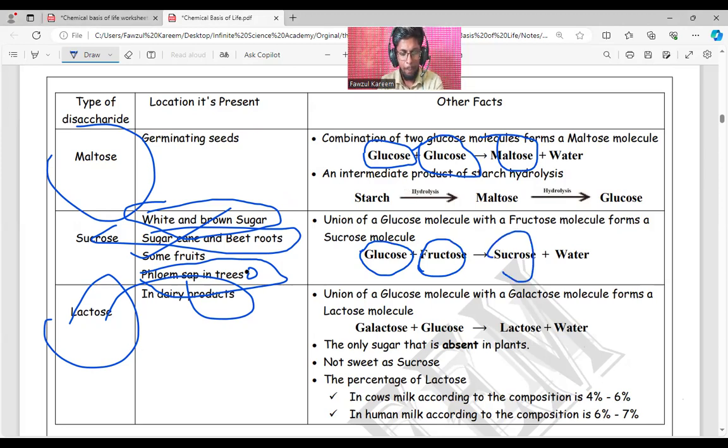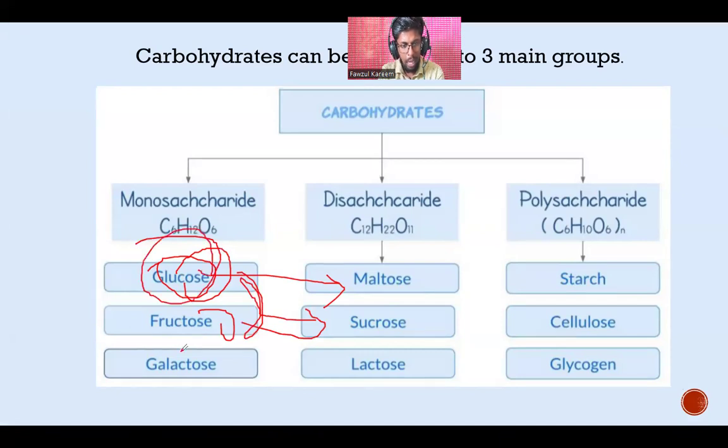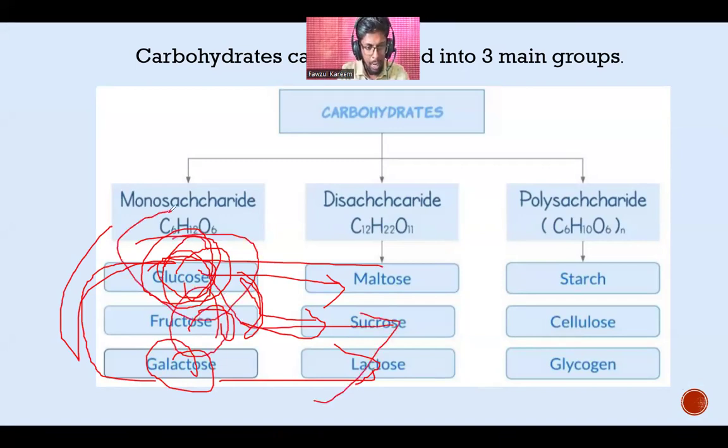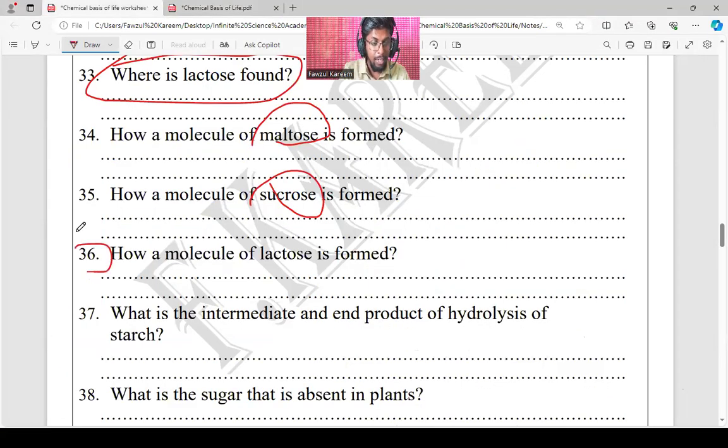Here, glucose plus glucose is maltose. Glucose plus fructose is sucrose. Glucose plus galactose is lactose. Is it clear? Glucose plus glucose, maltose. Glucose and fructose, sucrose. And glucose and galactose, lactose. Last class, we explained all those things, so that's why I'm moving very quickly. Then, question number 36.